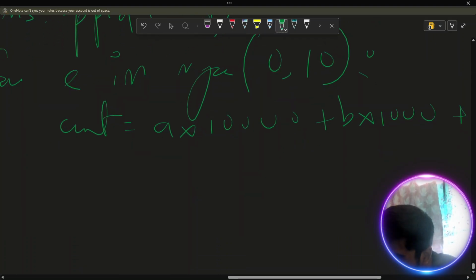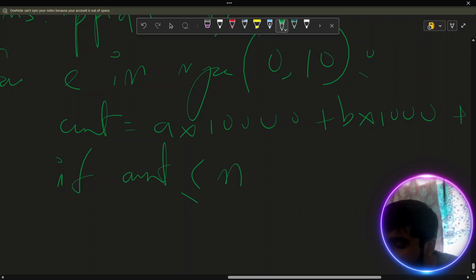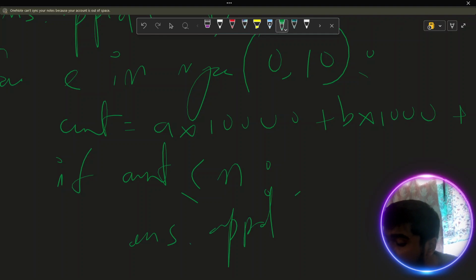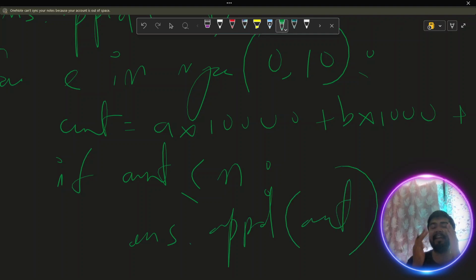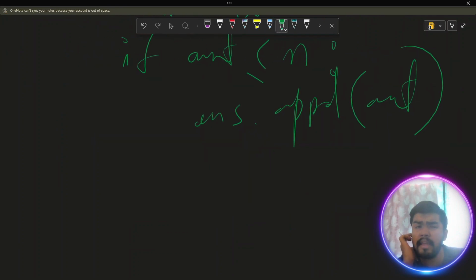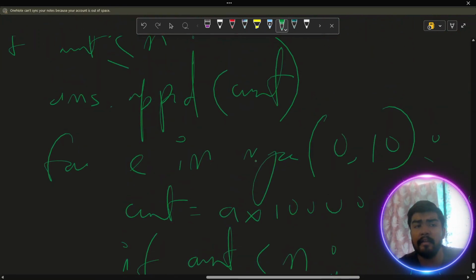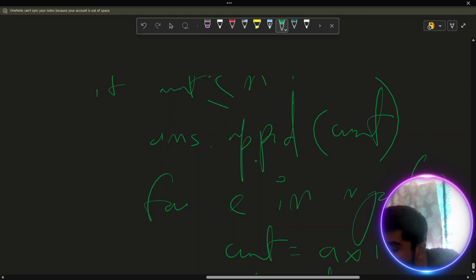Now again, if my current is less than or equal to n, then push it: answer.append(current). This way we are generating the numbers in lexicographical order, and let's suppose we go to the else block. So here you saw, right? Every for loop, this is the nested for loop, right?